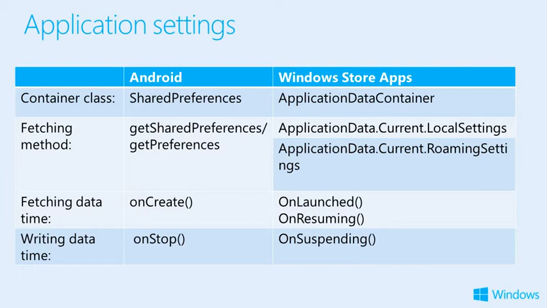Generally, you should load settings when the application is activated and store settings when the application is closed. In Android, we just fetch the data in onCreate functions and write data in onStop functions, while Windows Store apps fetch settings in onLaunch and onResuming functions and writes data in onSuspending functions.